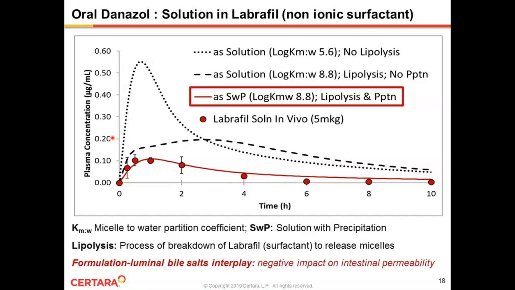And hence, as you can see here, the black dotted line is when danazol was simulated as a solution, where it over-predicted, but then when lipolysis and precipitation were taken into consideration, the model predicted well. So these are some subtle nuances which you can highlight via modeling and simulation, and which you would probably not be able to figure out if you don't have correctly designed in vitro or in vivo experiments.